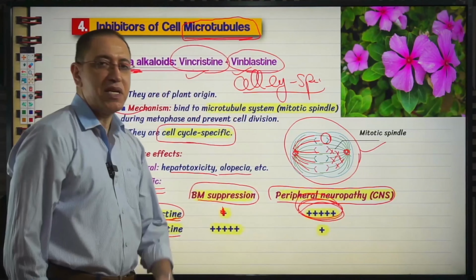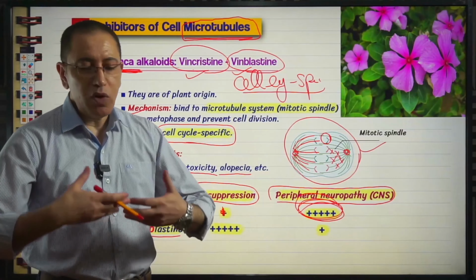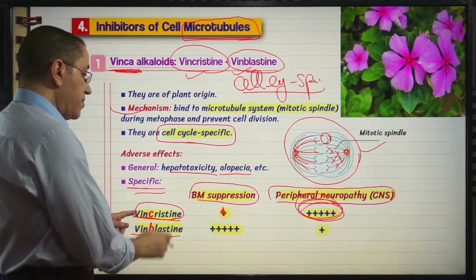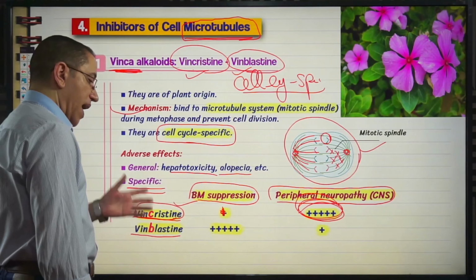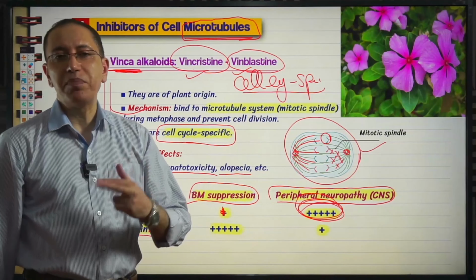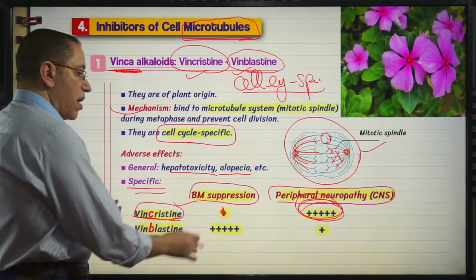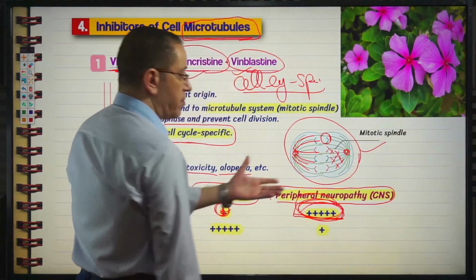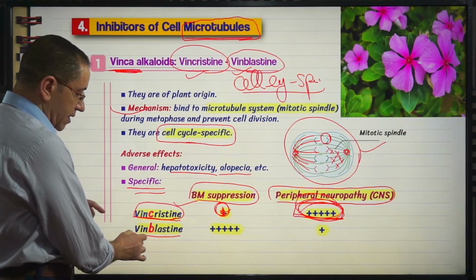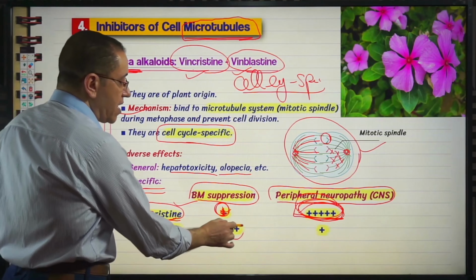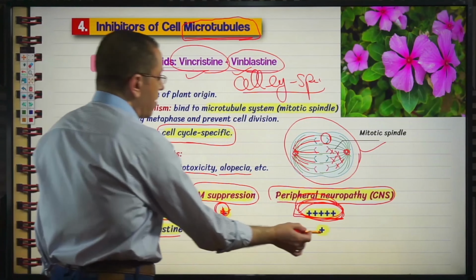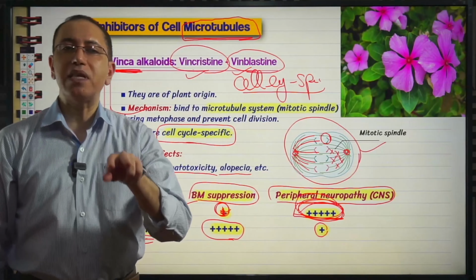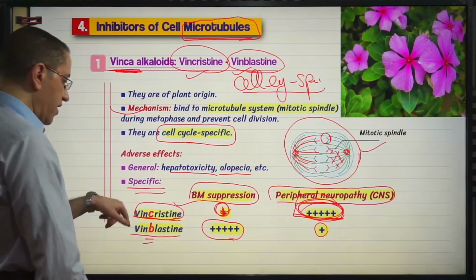People on vincristine experience peripheral neuropathy, autonomic neuropathy, and other nerve problems. So this is a question concept. When someone asks you to differentiate between vincristine and vinblastine, tell them vincristine causes mild bone marrow suppression, but it's famed for peripheral neuropathy. On the contrary, vinblastine causes severe bone marrow suppression with very little or no peripheral neuropathy. This is the only difference between the two drugs, even though they both come from the same plant.